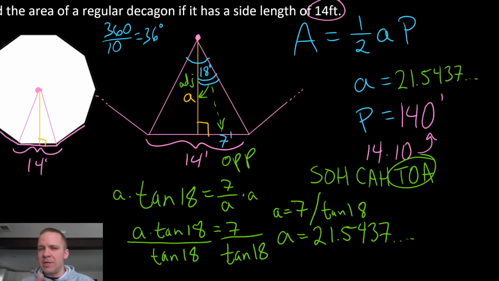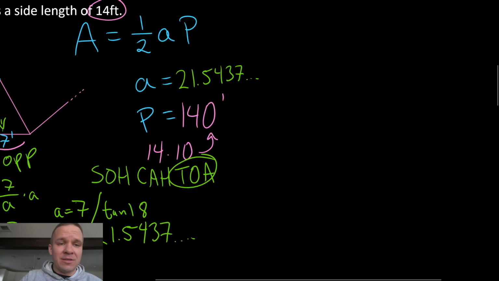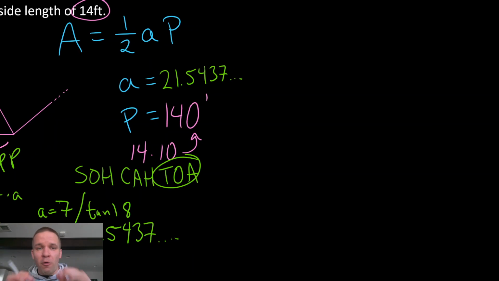21.5437, and I throw the ellipsis there because I know I haven't rounded this value. I've left it in my calculator. I can find it in my calculator when I go to plug this all in. So now what I'm going to do is take that formula, 1/2 apothem times perimeter, and plug in the numbers that I've gotten.